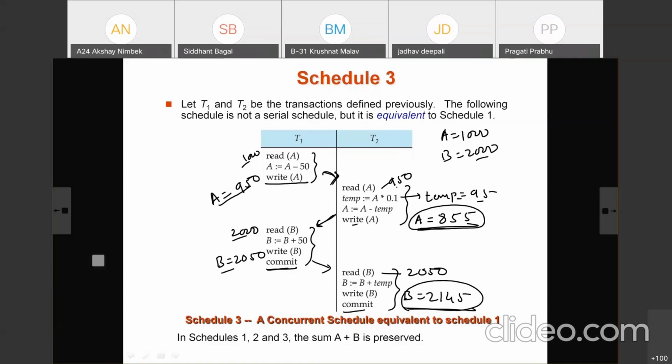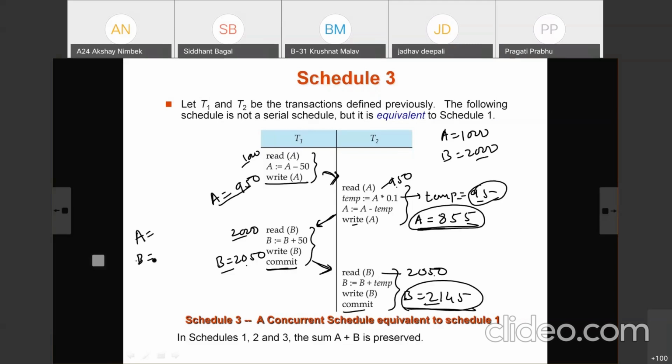Make a context switch, go for transaction T2. Now it reads the value of B, 2050. Add the temp, value of temp is 95. So this value is added here, B becomes 2145. Now at the end, what is the value of A? And what is the value of B?